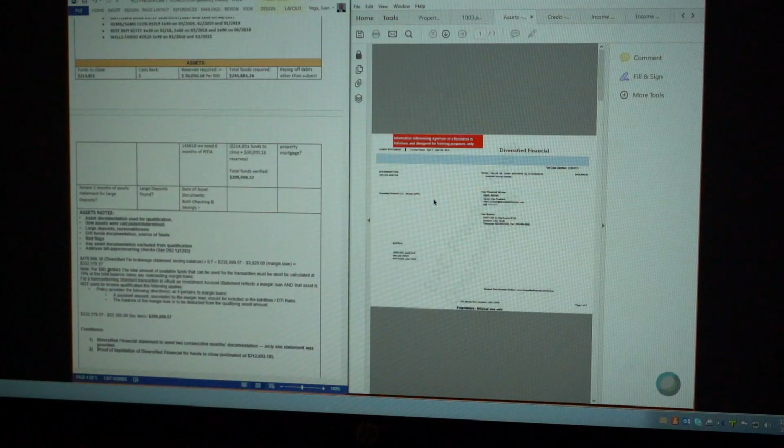Because right now, all of it is in stocks. So I need you to liquidate, proof of the liquidation. You need to sell whatever stocks you have to come up with the amount that you need for closing.